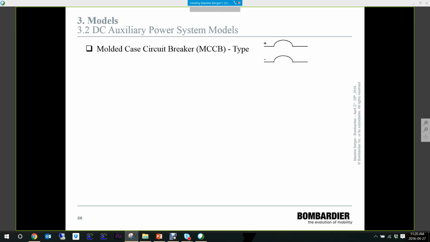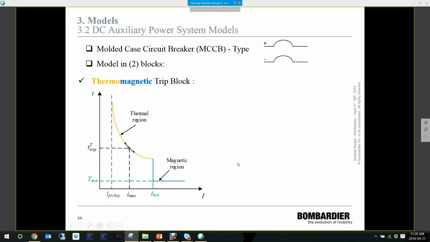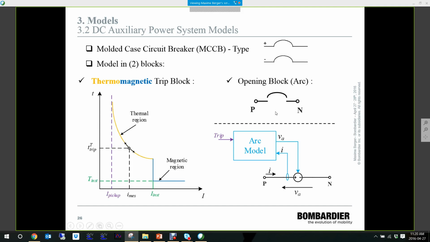Regarding the circuit breaker models, typically what we use is the molded case circuit breaker type. The model, again, is like the other protective device models. It is modeled in two blocks. We have the thermomagnetic trip block, which is used to replicate the thermomagnetic trip curves of the circuit breaker. And we have the opening block, which is there to recreate the arc of the circuit breaker once it has tripped. And the arc model that is used here is what we call the Schwartz arc model.